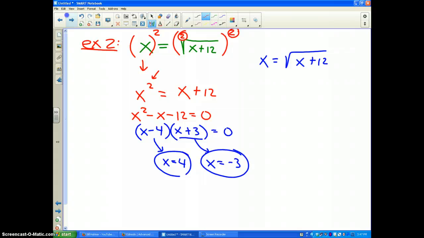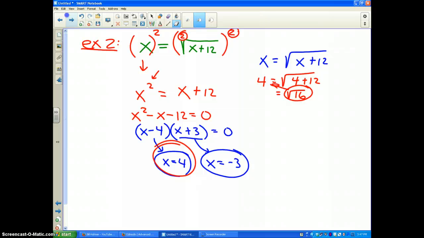Well, let's try 4. 4 equals the square root of 4 plus 12. Well, the square root of 4 plus 12 is the square root of 16, which equals 4. Good, so that works. Well, let's try the other one now.